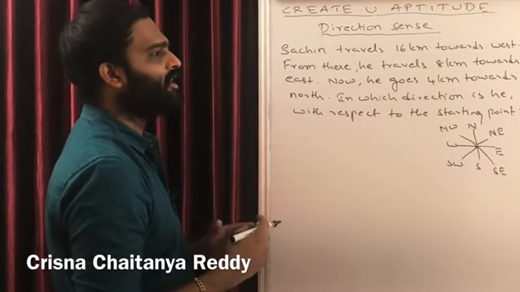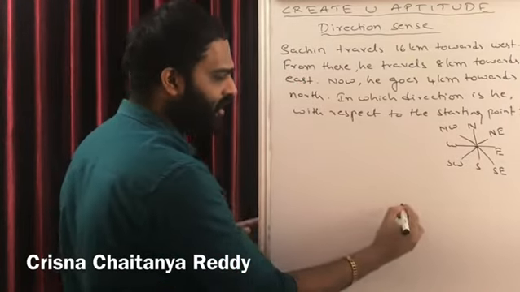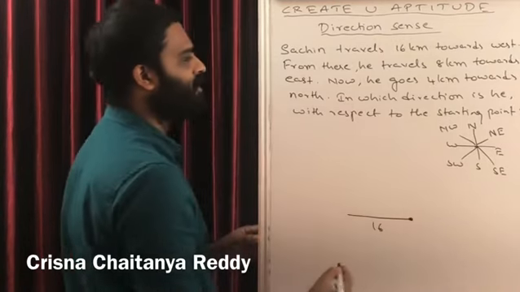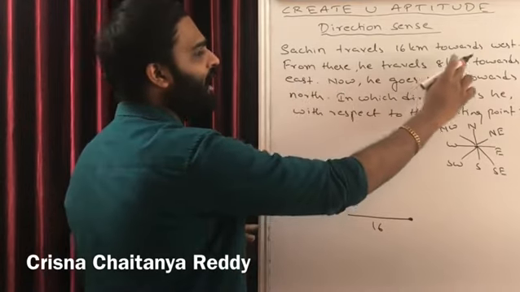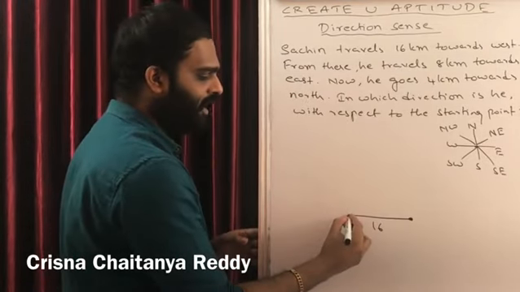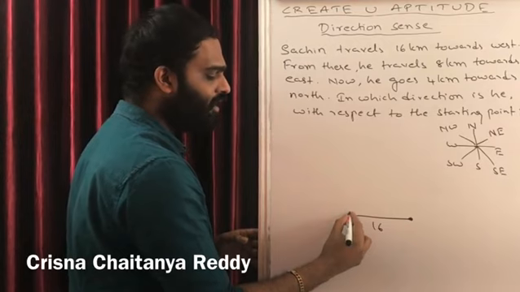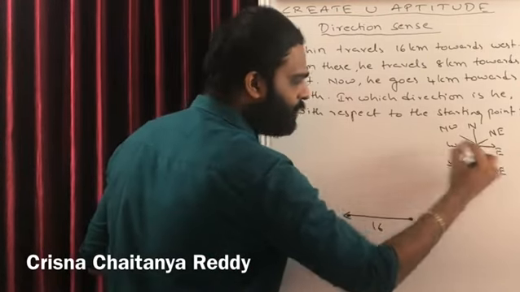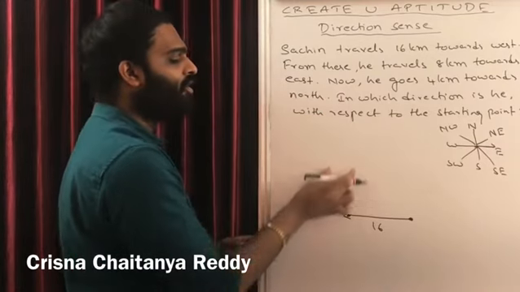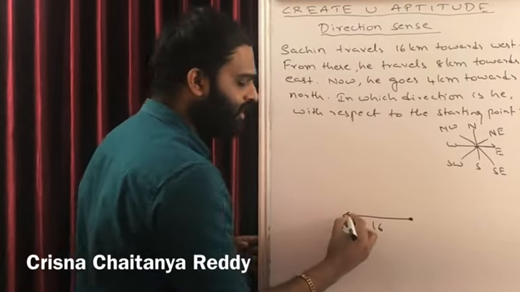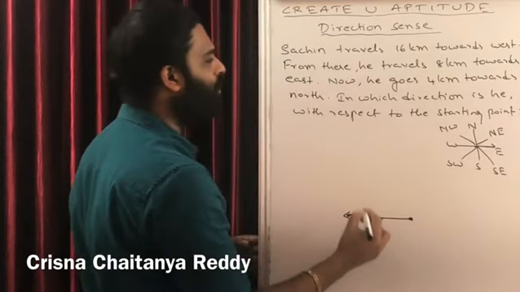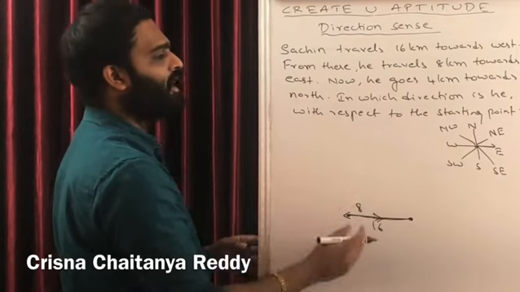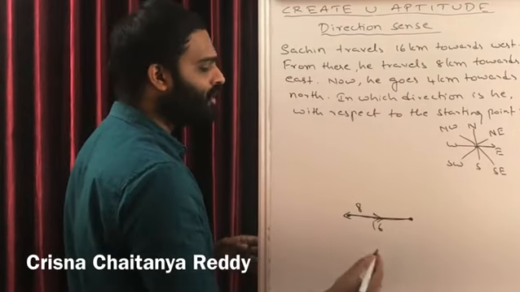He said Sachin travels 16 kilometers towards west. So this is west. I'll start Sachin here and I'll say this is 16 kilometers towards west. Then he said from there he travels 8 kilometers towards east. Not towards his east, towards east. East is a proper east. If he said his east, I would have gone to this direction. But he said east, that means he came back. He came back how many kilometers? 8 kilometers. He went 16, he came back half. Then he said now he goes 4 kilometers towards north.